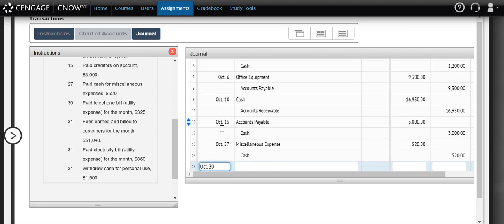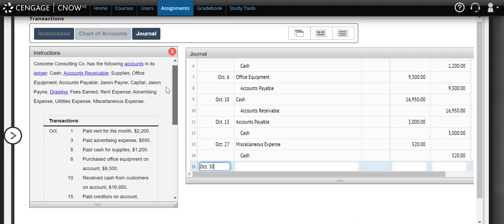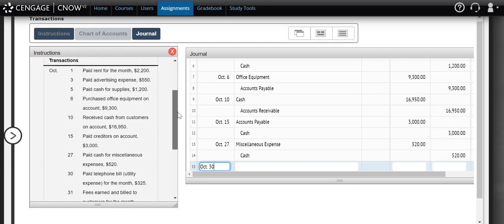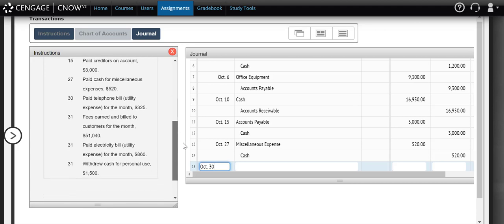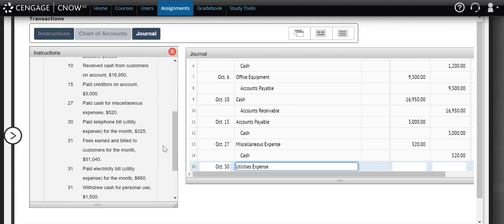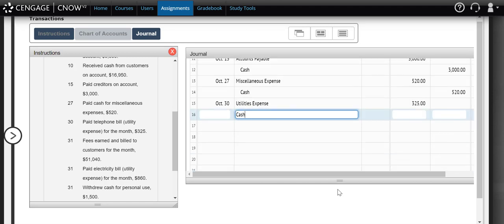On October 30th, it says we paid a telephone bill for the month of $325, and it tells you to use utility expense because if you look at your chart of accounts, we don't have a telephone expense account, so we can't put something in there that doesn't exist in our chart of accounts. And again, we paid for it, so we know our cash has to be credited, and our utility expense, they tell us, for our telephone is for $325. And we have our cash for $325.